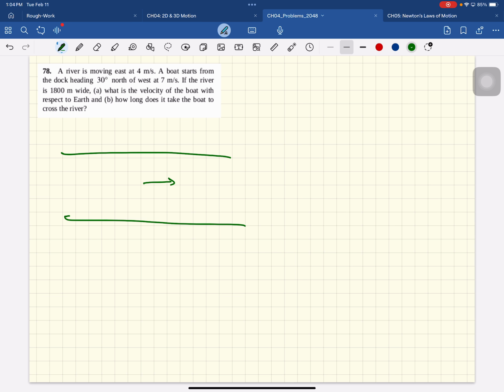The river is flowing. So the velocity of the water with respect to ground, and again, whenever you're doing velocities, you want to write it in component form. So what is the velocity of the river in component form? 4i plus 0j. Very good. 4i plus 0j. Okay? So you guys should be able to do that right away.